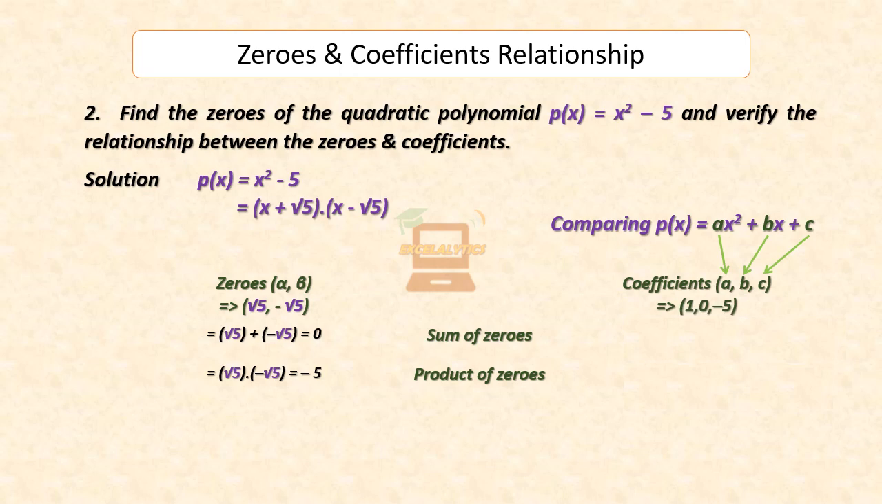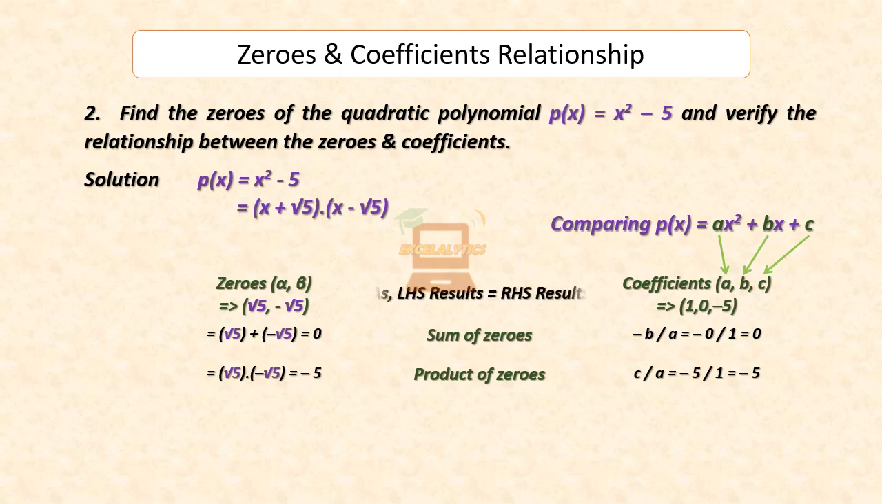If x squared minus 5 is a quadratic polynomial, then the sum of the zeros will be the negative ratio of the coefficient of x to that of coefficient of x squared. Also, the product of the zeros will be the ratio of the constant term to that of the coefficient of x squared. So, sum of the zeros will be minus 0 by 1 equal to 0. Product of the zeros will be minus 5 by 1 equal to minus 5.